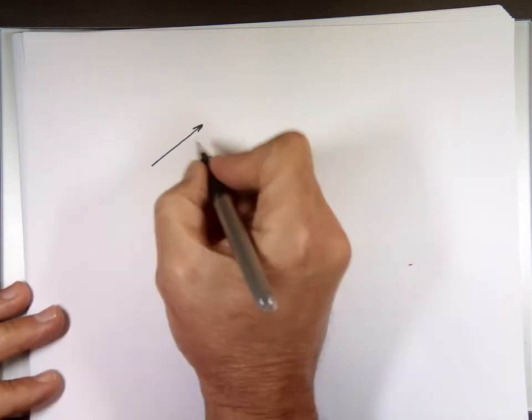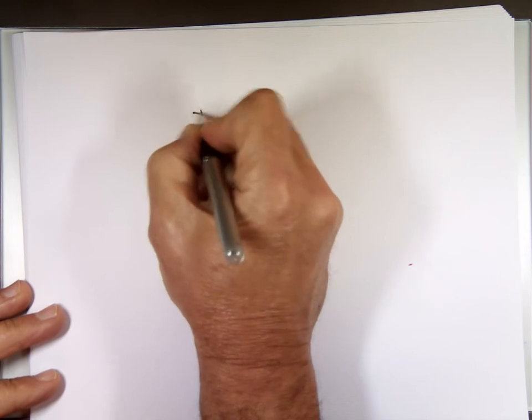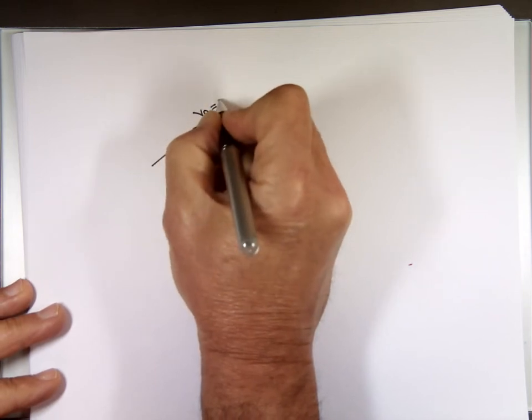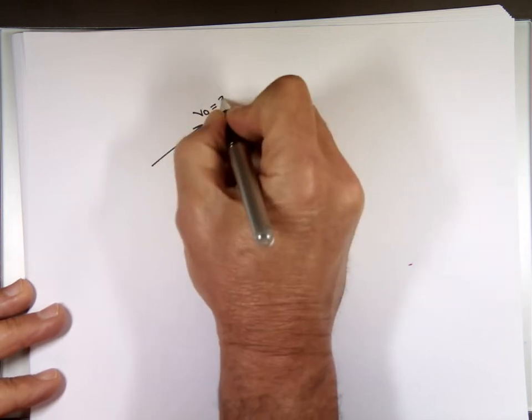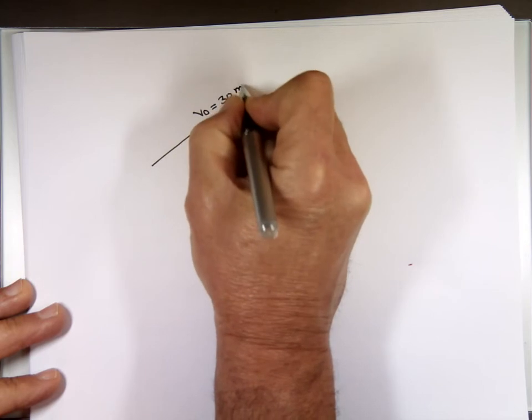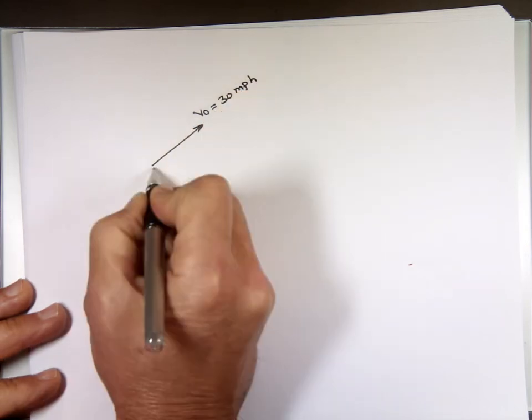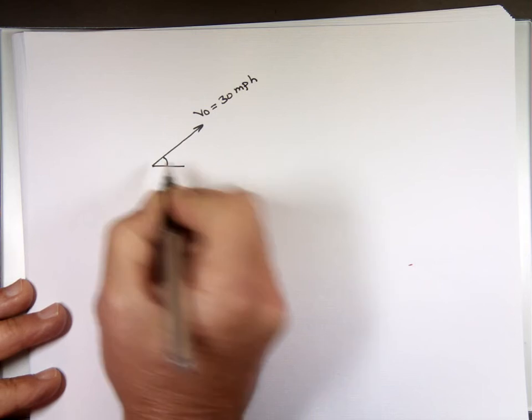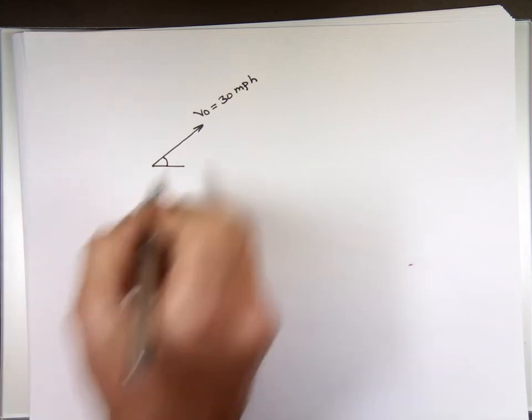You'll see a skater comes down, or an ice skater, or a guy on a bicycle, jet ski. They take off over speed, which will give you some initial velocity. I don't know, if it's on a motorcycle, 30 miles per hour, on an angle. Let's pick an angle here of 22 degrees.